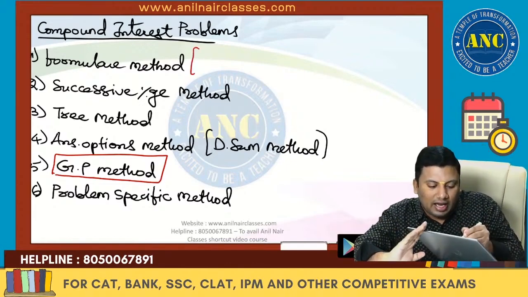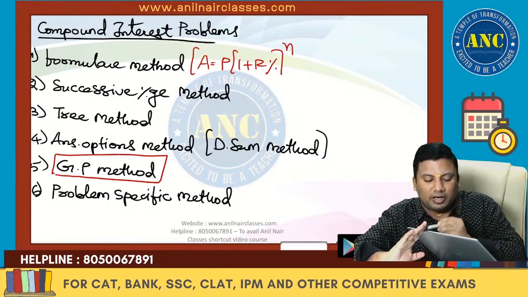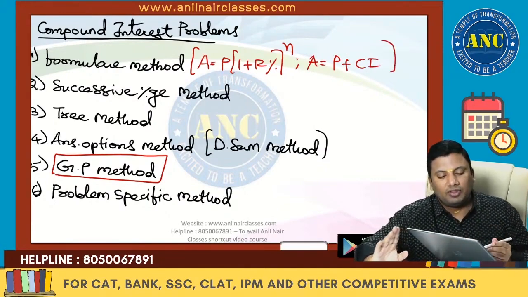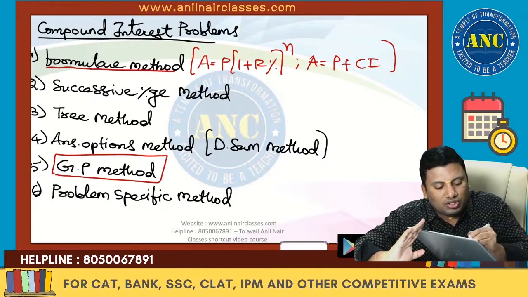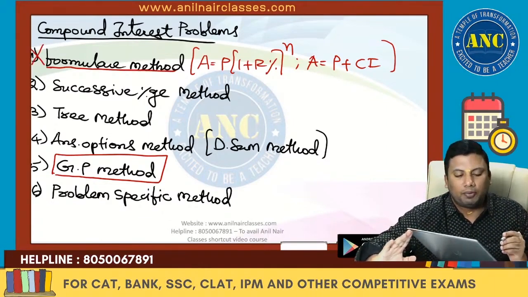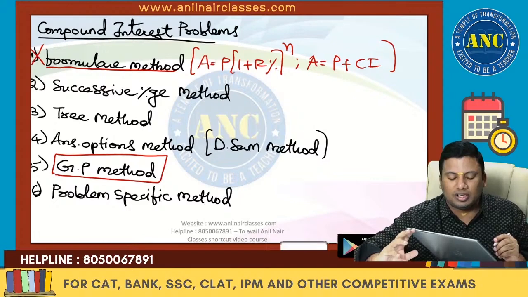Formulae method. As most of you know, what you will do is amount is nothing but P into (1 plus R percentage) power n, and amount is equivalent to principal plus compound interest. This is what you will use in most of the textbooks. This was an outdated method.